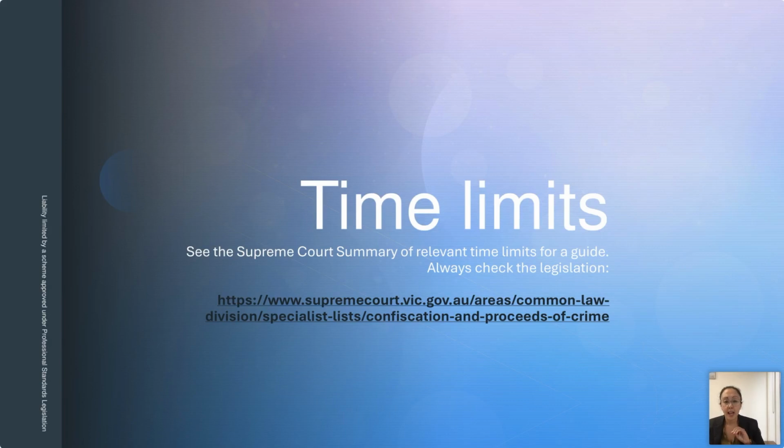And it states in that document the various time limits for filing exclusion applications. And that's always important. That's the number one thing to obtain instructions about. When was the restraining order made? When were you served personally with a copy of that restraining order? Were you given notice of the making of the restraining order? Different time limits flow from different events depending on who you are. So that's very important.